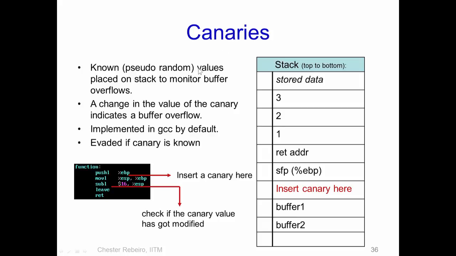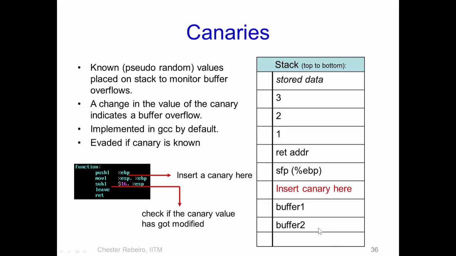Another popular way to prevent buffer overflows is the use of canaries. A canary is a known pseudo random value which is placed onto the stack in order to detect buffer overflows. What is done is that at the start of the function, a canary is inserted, that is, some canary value is pushed onto the stack as shown over here. So, in addition to the parameters, the return address, and the frame pointer, we now have a canary also, and just before returning or leaving the function, the canary is checked to find out whether it is modified.